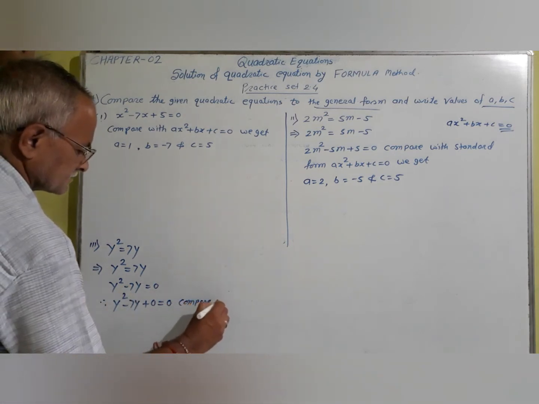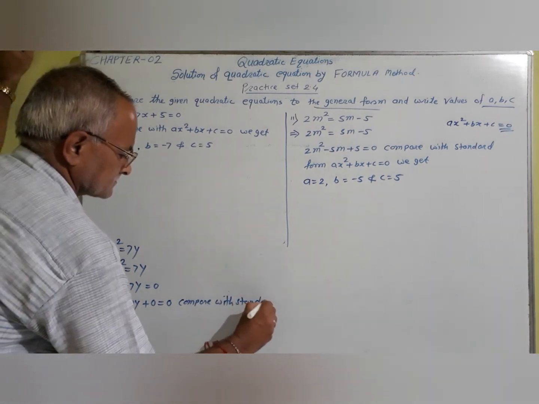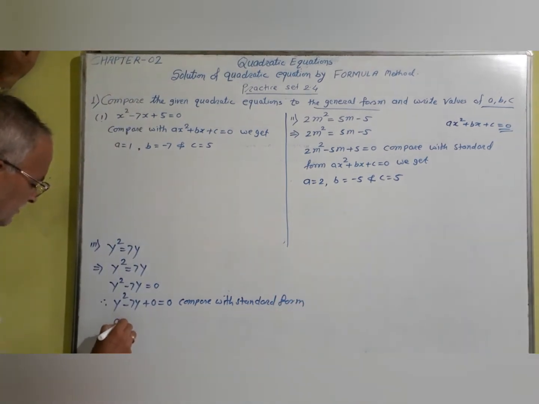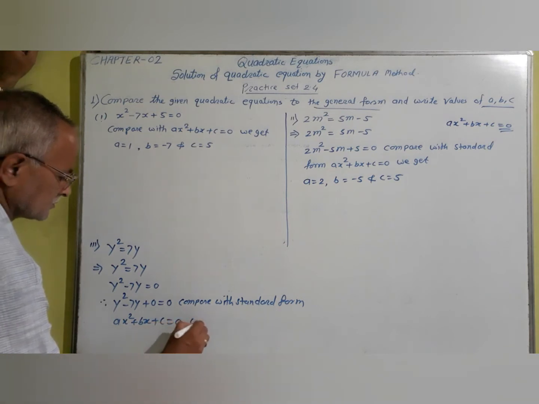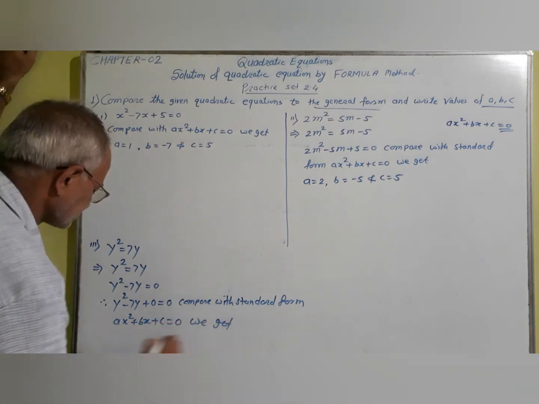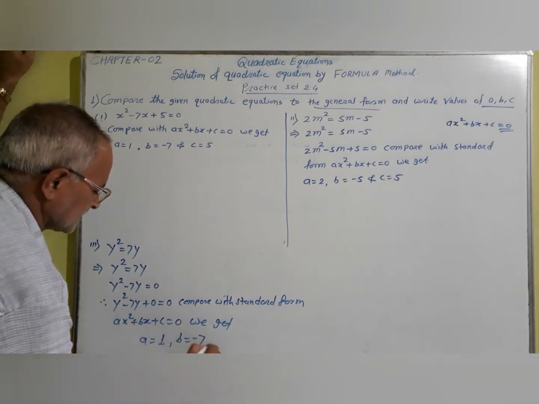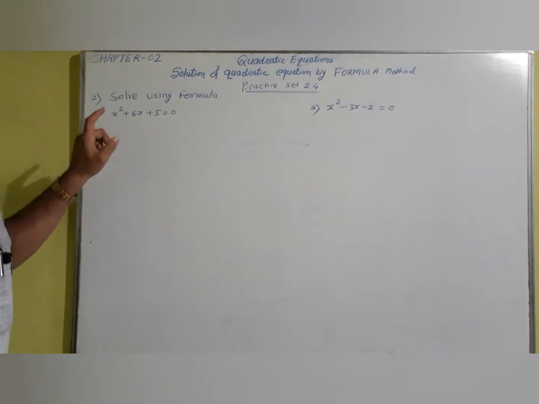Compare with standard form. Which is the standard form? ax square plus bx plus c is equal to 0. We get a is equal to 1, b is equal to minus 7 and c is equal to 0.